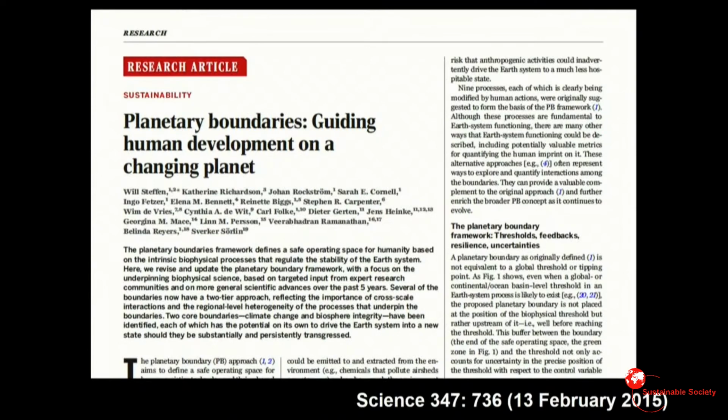We published the first article in 2009. We published an update article in 2015. And so our mantra here is guiding human development on a changing planet, and our goal is maintaining the Earth system in a Holocene-like state.